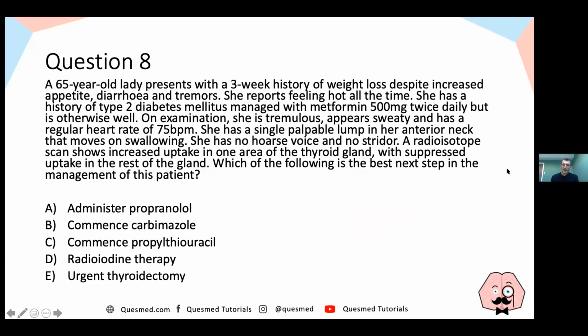Question 8. A 65-year-old lady presents with a 3-week history of weight loss despite increased appetite, diarrhea, and tremors. She reports feeling hot all the time. She has a history of type 2 diabetes, managed with metformin, 500 milligrams twice daily, but is otherwise well. On examination, she's tremulous, appears sweaty, and has a regular heart rate of 75 beats per minute. She has a single palpable lump in her anterior neck that moves on swallowing. She has no hoarse voice and no stridor. A radioisotope scan shows increased uptake in one area of the thyroid gland with suppressed uptake in the rest of the gland. Which of the following is the next best step in management of this patient?